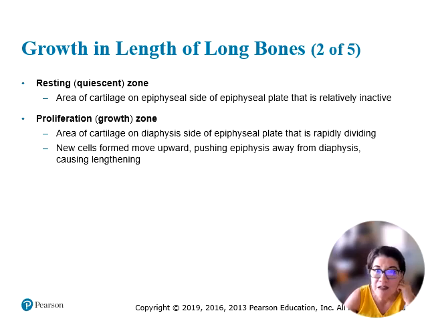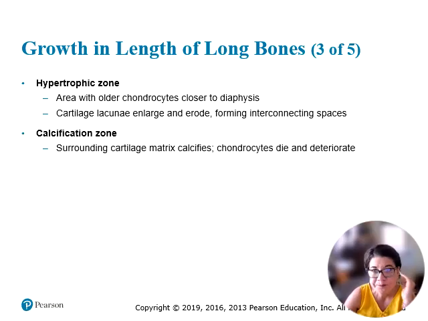So resting zone is the cartilage that's right on the edge of the plate, the epiphyseal side, and that's where there's not a lot of mitosis happening. And then proliferation is right next to that, and the cells are rapidly growing and they're going to be moving outward. And then hypertrophic is the cells are a little older, and these are the ones moving through this area.